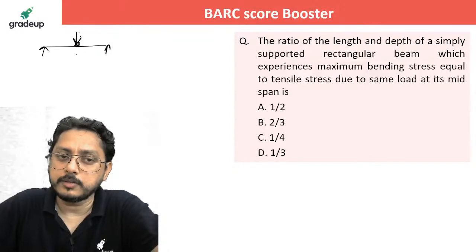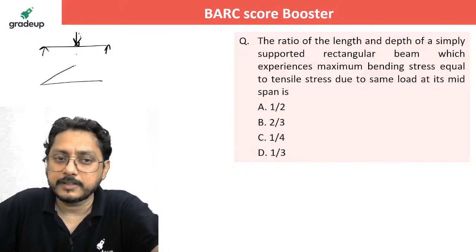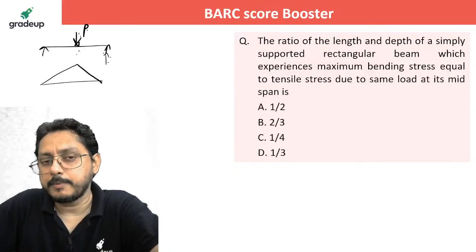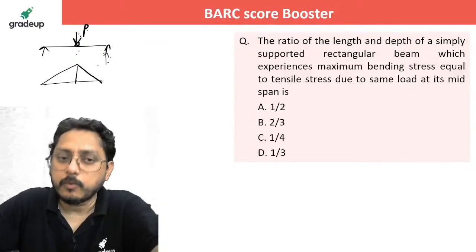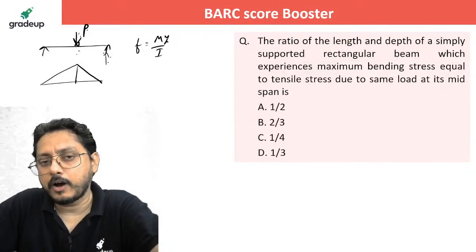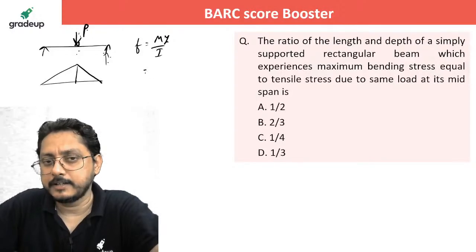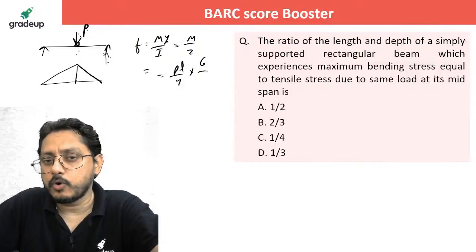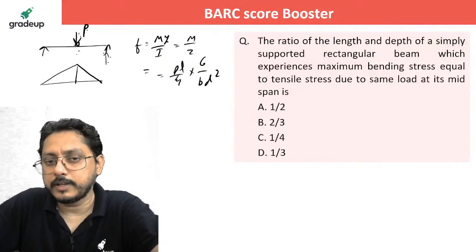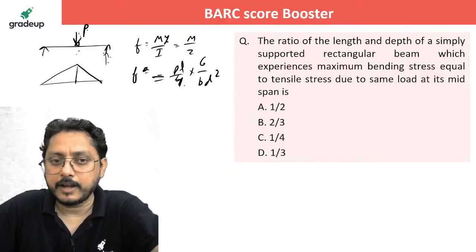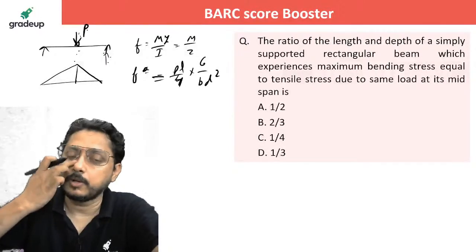First of all, what is the maximum bending moment? Suppose P is the load, the maximum bending moment is PL by 4, isn't it? P by 2 will be the reaction, at L by 2, so PL by 4 is the maximum bending moment. Now what will be the maximum bending stress here? F will be My by I, or I can say I by Y is Z, so F is M by Z. M is PL by 4, into 1 by Z. Z is BD square by 6. 6 will go up, so it is now 6PL by 4BD square. This is the maximum bending stress you are going to get, and it will be at the mid of the span, right?